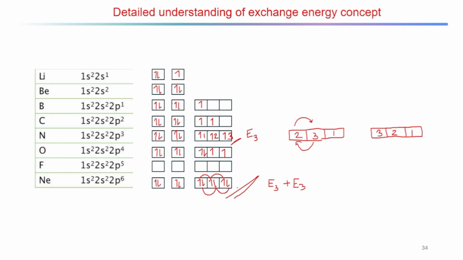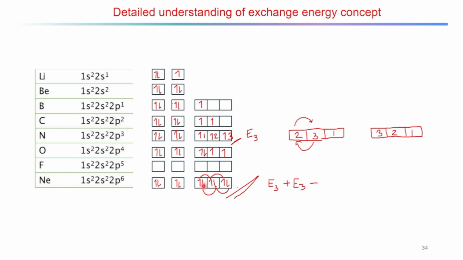So let's try to understand again. Here we have 3 upspin electrons that can change their position, and that will gain this E3 energy, stability. And these 3 electrons which have down spin can also exchange their positions, and that will give another E3 exchange energy. Apart from this, we have some pairing energy also. That we have to subtract, because there are 3 pairs. When we are trying to exchange these electrons, we are breaking that pair. I will take the laser pointer for this.